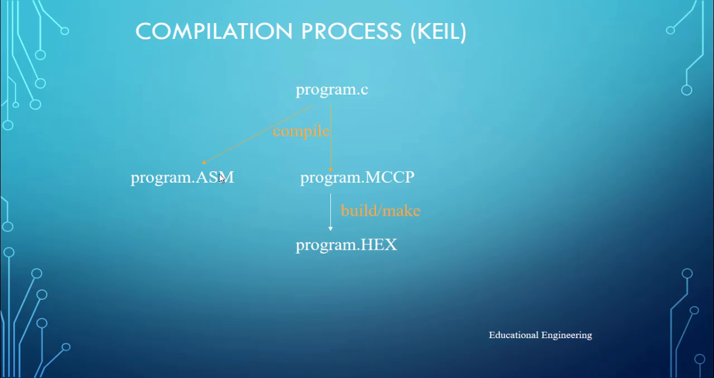There will also be an assembly file that will be created once we click on the compile button or build button. So this is the basic structure: a C file, a project file, a hex file, and an assembly file. Let's see these files in action.